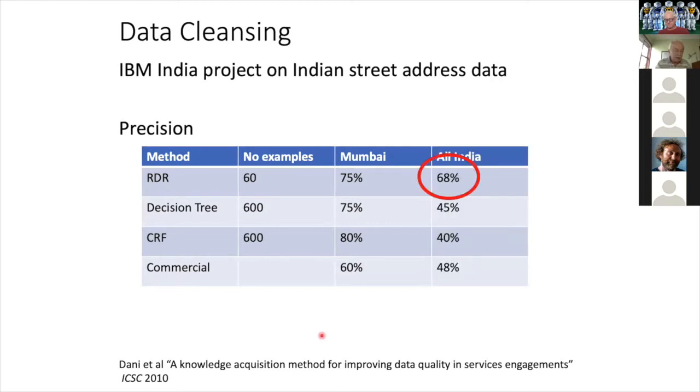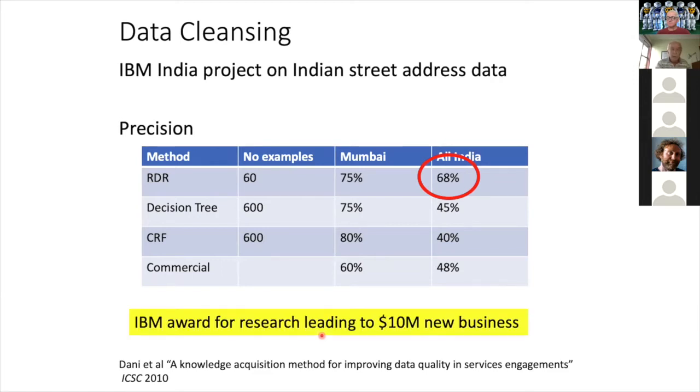But tested on all India data, the RDR degraded much less than the machine learning methods, as obviously humans know about addresses in general. Now, clearly if you provided more training data, the machine learning would do better, but you've got to label it. So why not write rules at the same time? And it's worthwhile noticing the researchers who did this got an IBM award for research leading to $10 million of new business. And I believe this is now part of IBM's data cleansing toolkit.